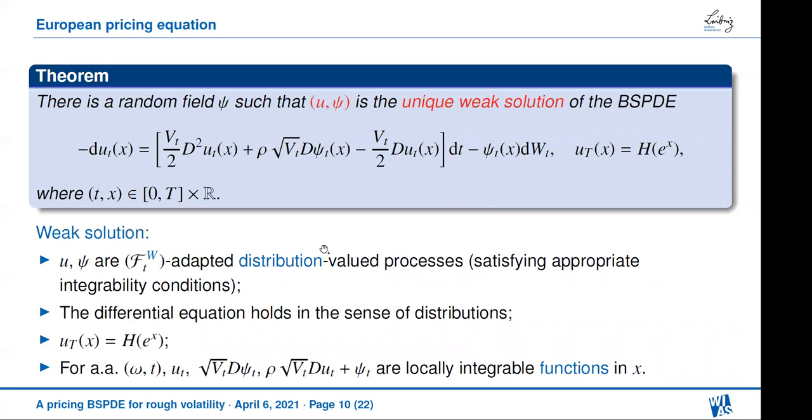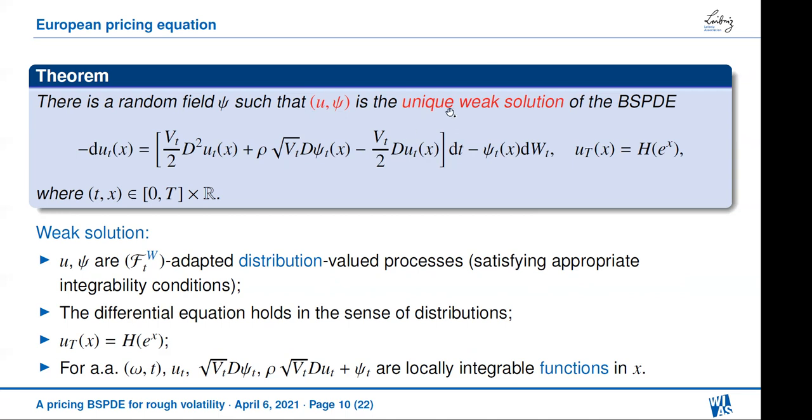Okay, so what is the backward stochastic partial differential equation that our object satisfies? It's the following. So you see here this BSPDE. The first thing that I want you to do is imagine that the psi was not there. So if psi is zero, then this is nothing but the Black-Scholes PDE. Okay, if psi is zero, we have the Black-Scholes PDE.